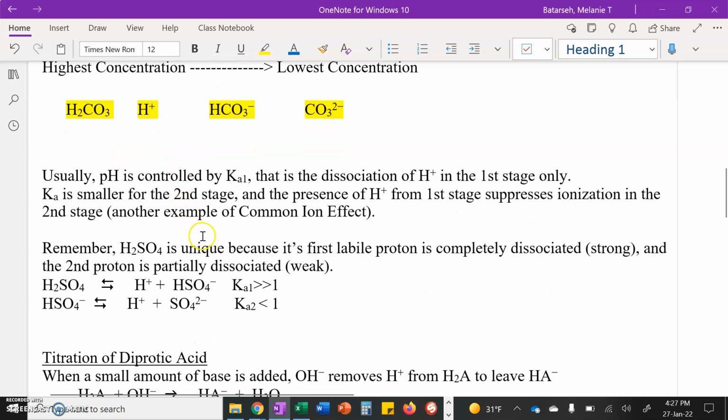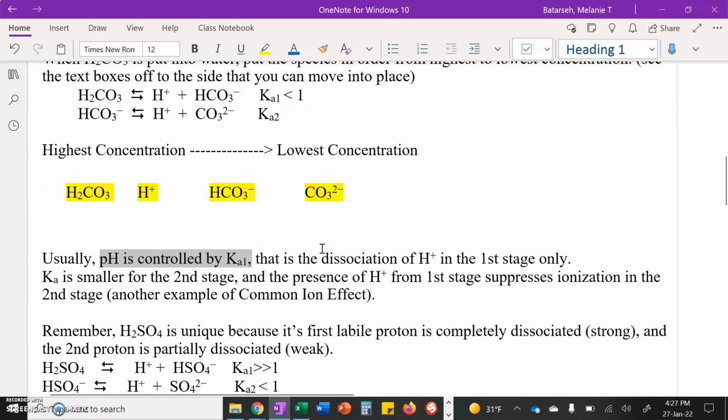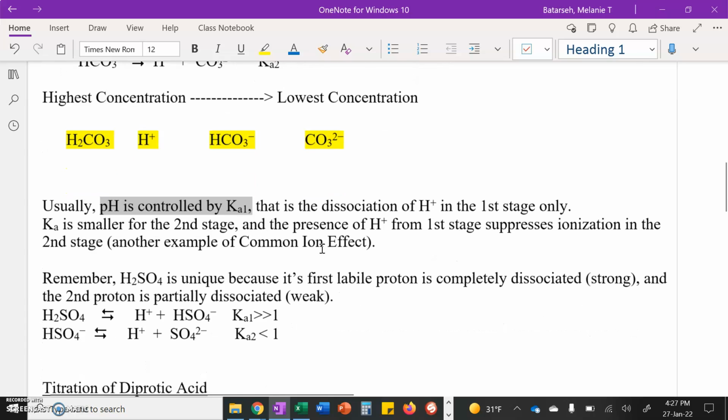You never have to do the calculations to calculate the pH of any of these situations. If you did, what you would probably do is just look at that first Ka, that first reaction, and that's it. You wouldn't even bother with the second.